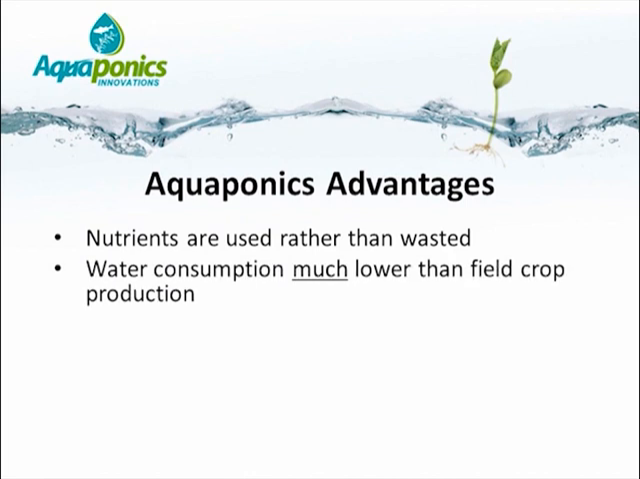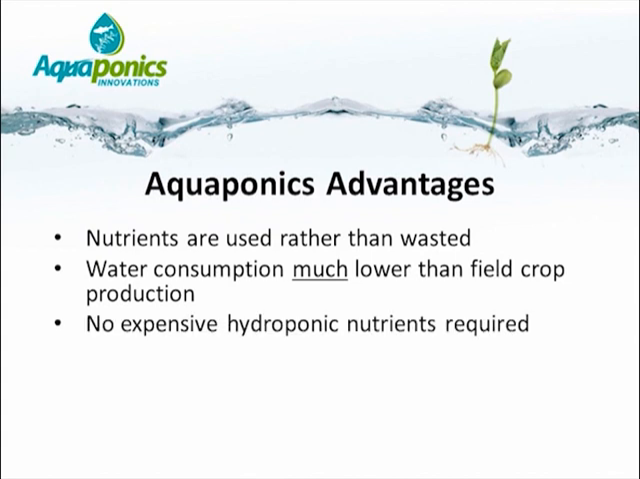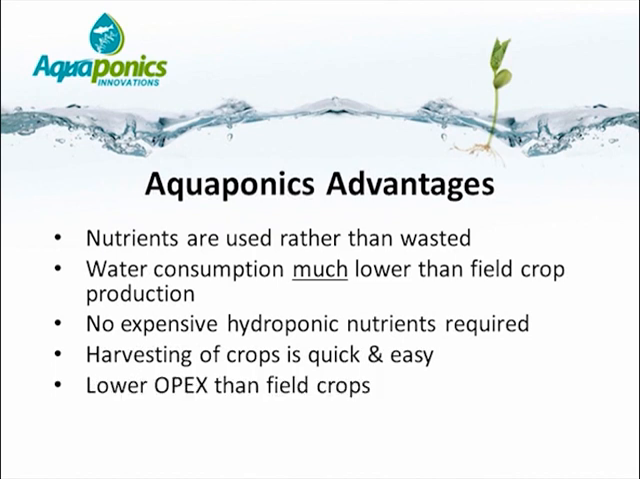Water consumption is vastly lower than field crop production. No expensive hydroponic nutrients are required. The harvesting of crops, both the plants and the fish, is quick and easy. The operating expenditure of an aquaponic system is lower than for field crop production. There's no need to wash the crops.